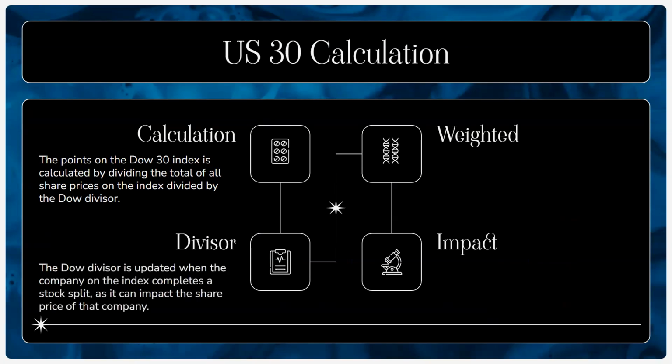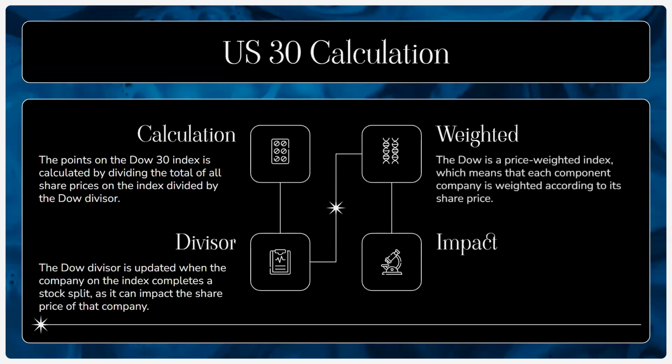The Dow divisor is updated when a company on the index completes a stock split, as it can impact the share price of that company. Walmart had a stock split this year, February 26, 2024. Basically it messed up the US 30, and the US 30 had to recalibrate, add something, and drop something out. We'll talk about that in a second.